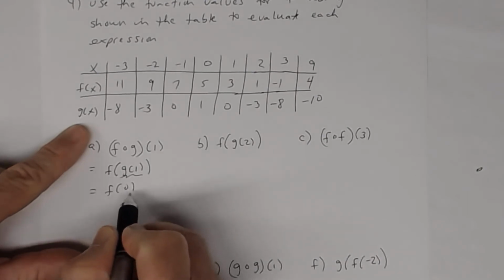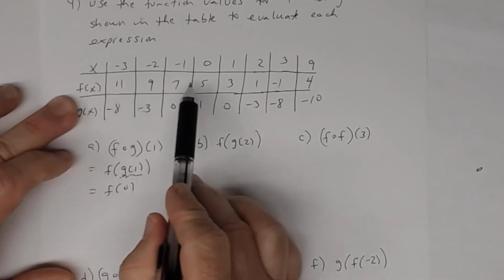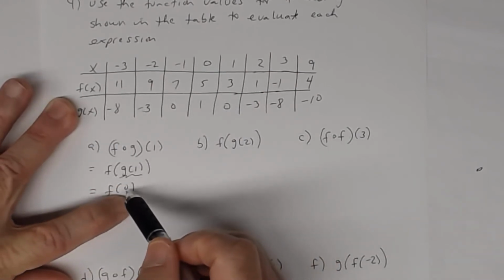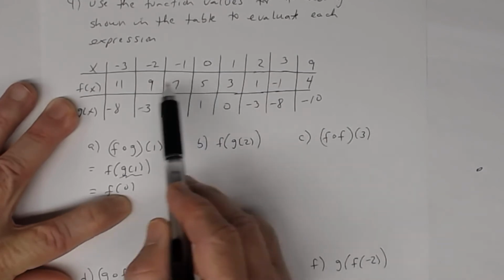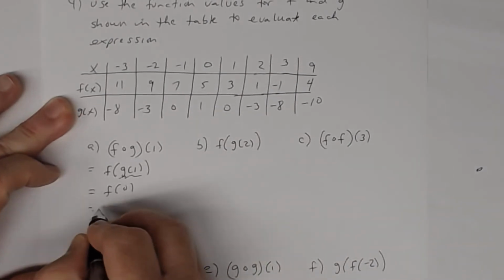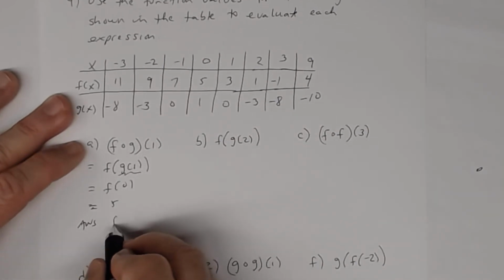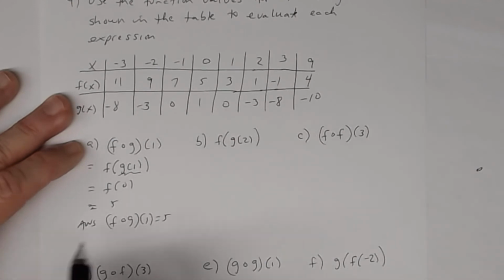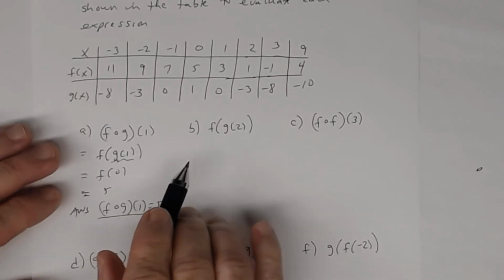So I'm going to find f of 0. Same thing. Now I'm going to go to my f row, my f function, and this time x is 0. Here's where x is 0, and the question is, what's f of 0? Well, f of 0 is 5. So this is 5. Therefore, the answer: f composed with g at 1 is equal to 5. It's not difficult, it's fairly simple to do. So let's go to the second one.